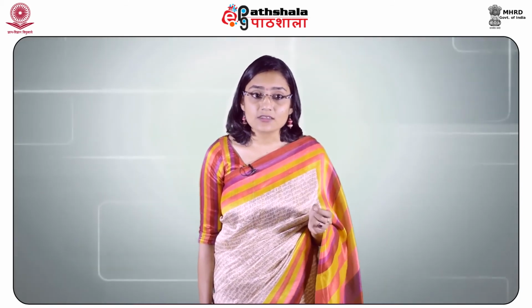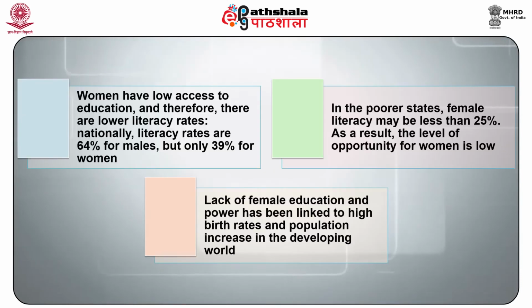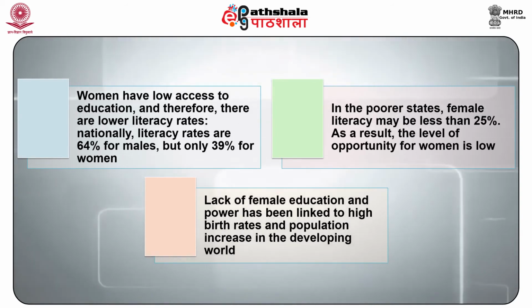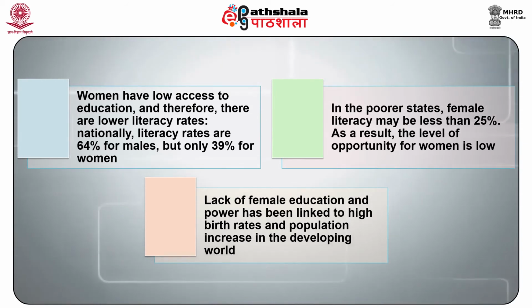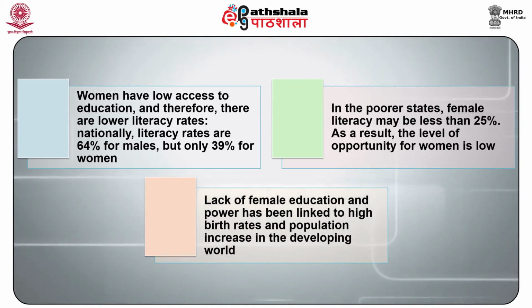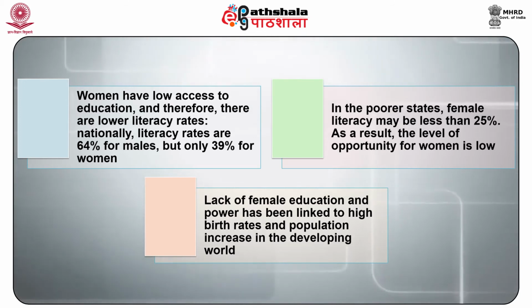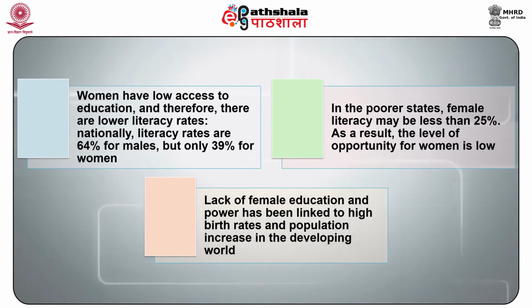That is, maternal death rates are over 0.5% of births. Women have low access to education and therefore they have lower literacy rates. Nationally, literacy rates are 64% for males but only 39% for females. In the poorer states, female literacy may be less than 25%. As a result, the level of opportunity for women is low.